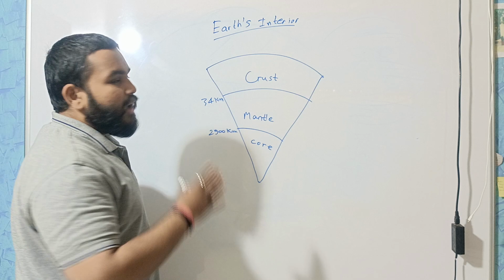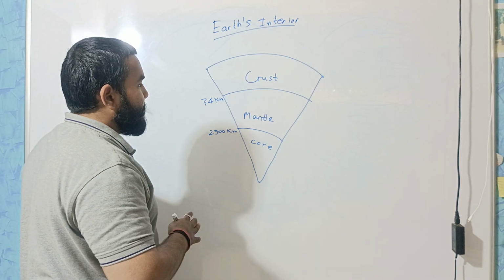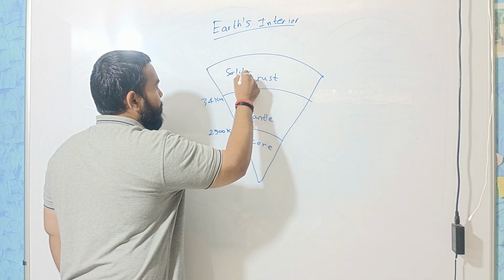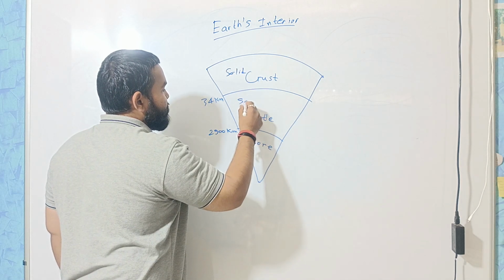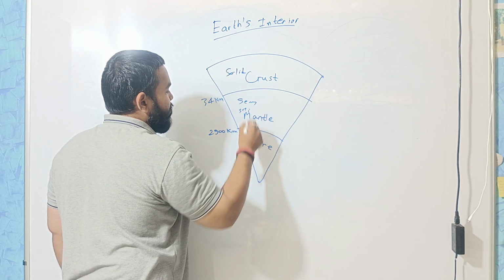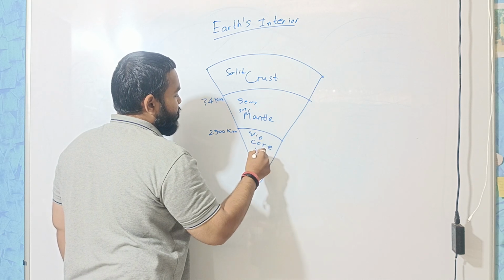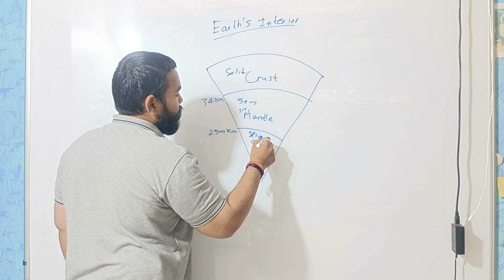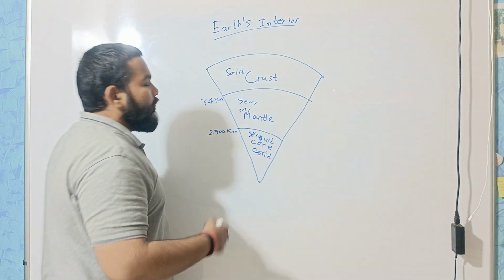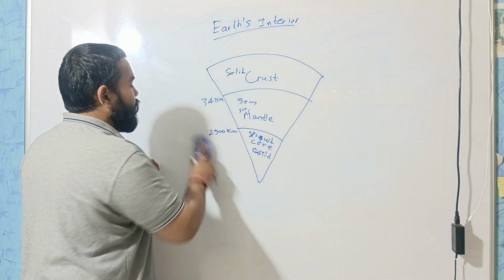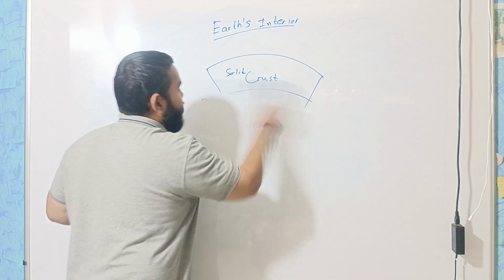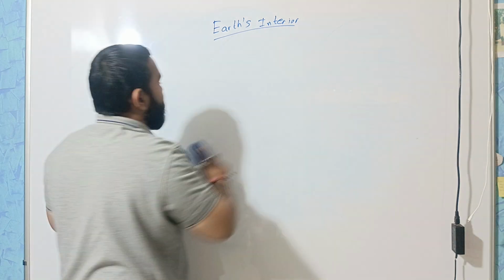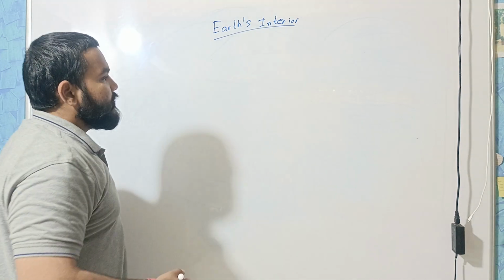What are the different parts inside the Earth? Basically, the crust is mostly solid. The mantle is semi-solid and solid. The core is liquid and solid. We will look at how and why it is so. What is the theory behind it? So let's first discuss it.